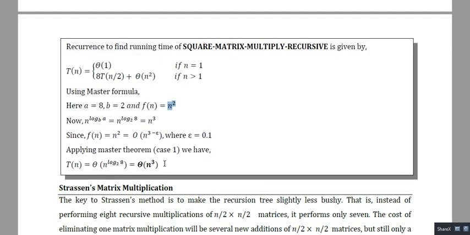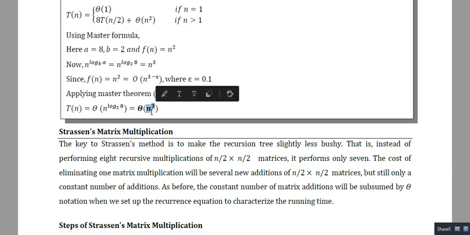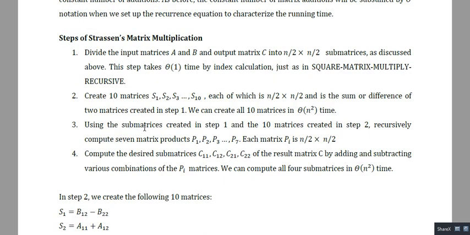Okay, so this was the earlier algorithm which we have been studying since your programming C course, right? So now our target is to minimize this time by applying some better kind of algorithm that is known as Strassen's matrix multiplication. Okay, so these are the steps for Strassen's matrix multiplication.